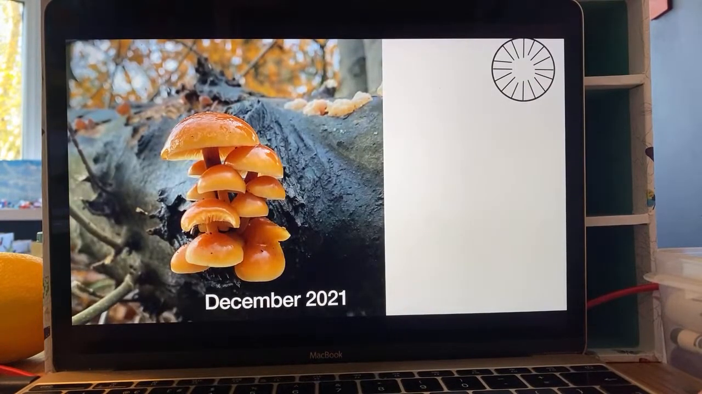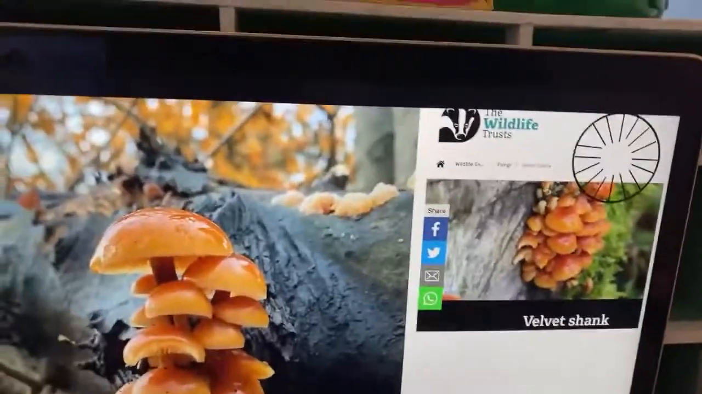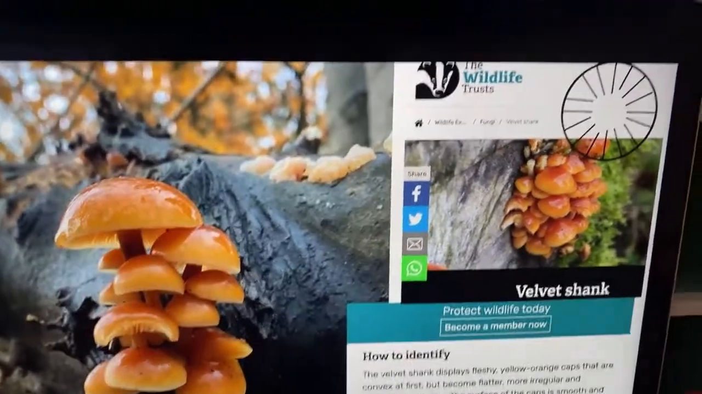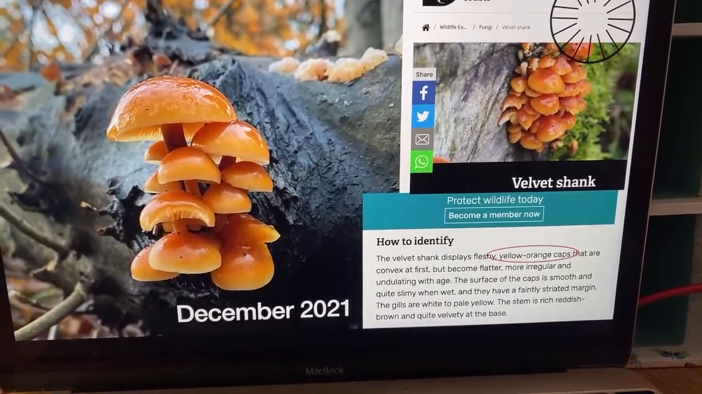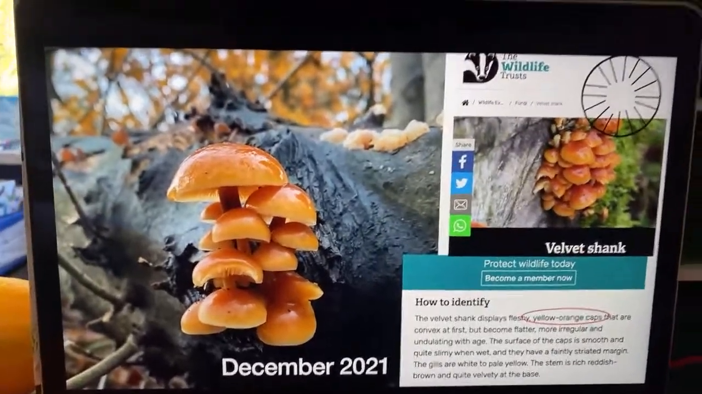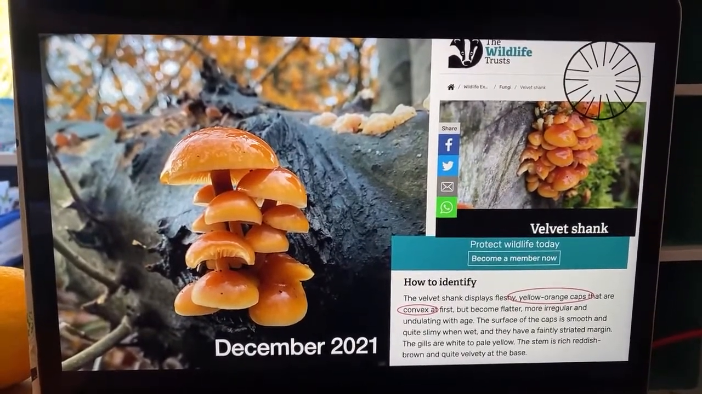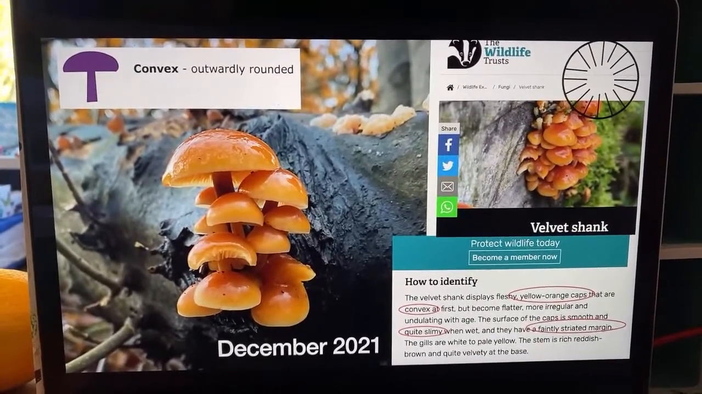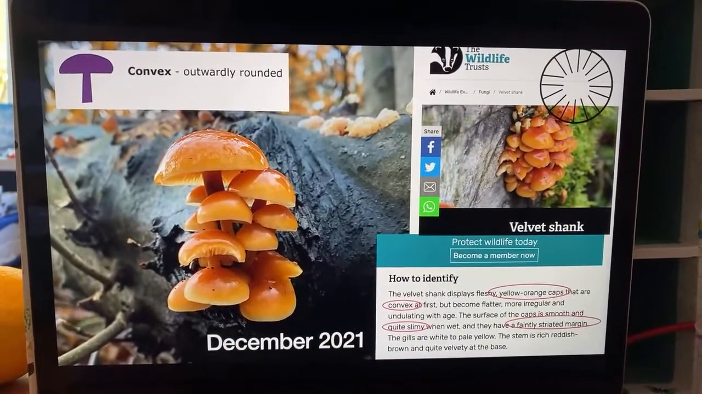Look at this little beauty. I found these mushrooms in December a couple of years ago, and I found out about these on the Wildlife Trust's website. Thanks, Wildlife Trust. I'm pretty sure that these are velvet shank. Look at them, they're so gorgeous and colourful. The website said you identify them by fleshy yellow-orange caps. Yes, definitely. Convex at first. Do you remember what convex means? Just like mushroom shaped. Yes, check. And it said they were quite slimy once they got wet, and these are definitely slimy. And then at the bottom it said they have a faintly striated margin.